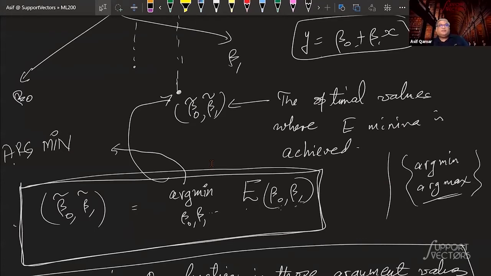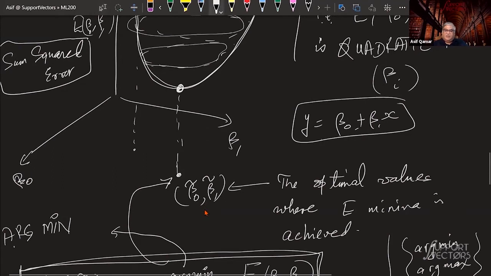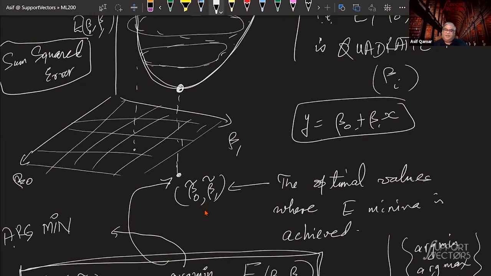Let me put it in a slightly different way. When you have a total error, that error is associated with some hypothesis, some value of beta naught, beta 1, some parameter values, because your hypothesis is parameterized by beta naught, beta 1. So any value of beta naught, beta 1 that you take, there will be a certain degree of error, right? In simple terms, in this beta naught, beta 1 plane, this is your hypothesis plane.